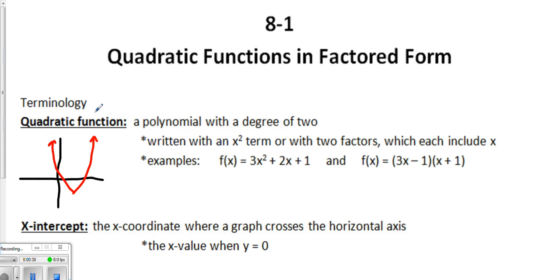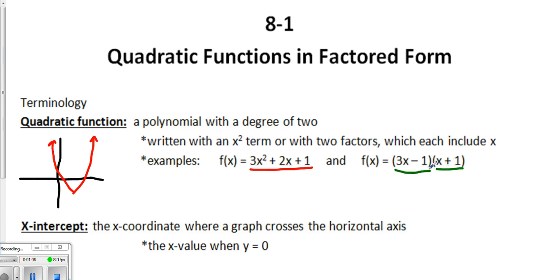So at the beginning of our unit here, let's go over some terminology really quick. A quadratic function is a polynomial with a degree of 2. So you can either write it out with an x term, or should I say an x squared term. So that looks like this one. We have 3x squared plus 2x plus 1. Or you can write it with two factors. So this one has 2 factors, each of them that include an x.